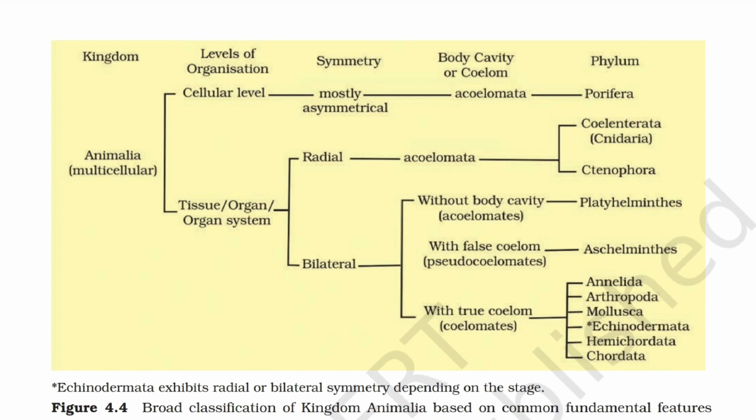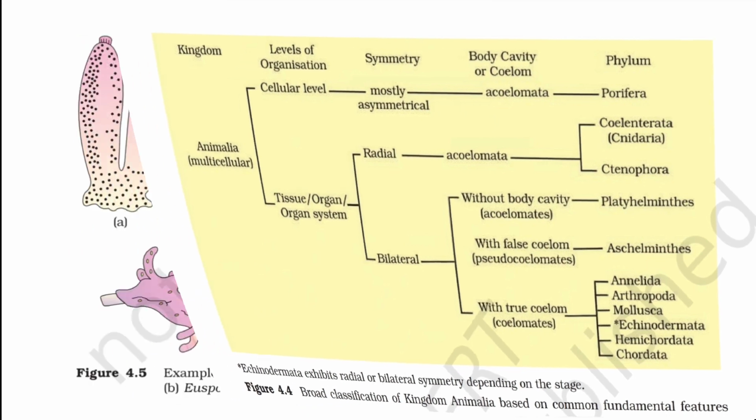Phylum Porifera is cellular level of organization, mostly asymmetrical, acoelomate. Coelenterata and Ctenophora are tissue level of organization, radial symmetry and acoelomate. Phylum Platyhelminths is organ level of organization, bilateral symmetry, acoelomate animal. Phylum Aschelminths is organ level of organization, bilateral symmetry, pseudocoelomate animal. Phylum Annelida, Arthropoda, Mollusca, Echinodermata, Hemichordata, Chordata are organ system level of organization, bilateral symmetry, coelomate animals.